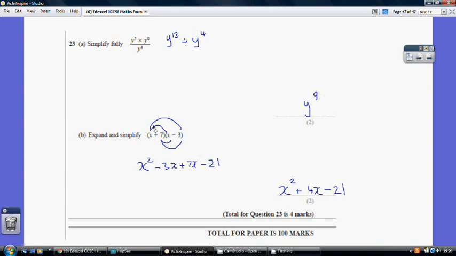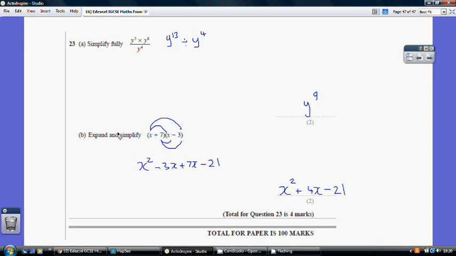Now for part B, we've got to first of all expand the brackets using the double claw. So it is x times x, which is x squared, x times minus 3, which is minus 3x, 7 times x, which is plus 7x, and 7 times minus 3, which is minus 21. So that's us having expanded the pair of brackets.